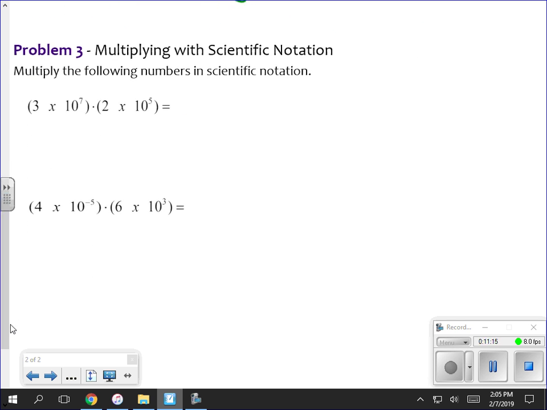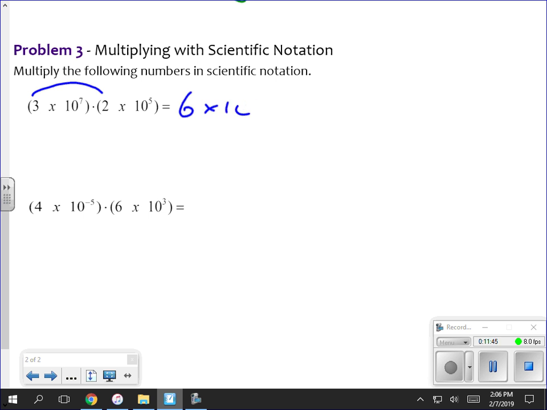Problem number 3, multiplying with scientific notation. Multiplying with scientific notation, it's easy. Dividing with scientific notation is easy. It's the adding and subtracting that's a pain in the butt. Multiplying scientific notation really is very easy. First thing you do, multiply the two non-powers of 10. 3 times 2, 6.